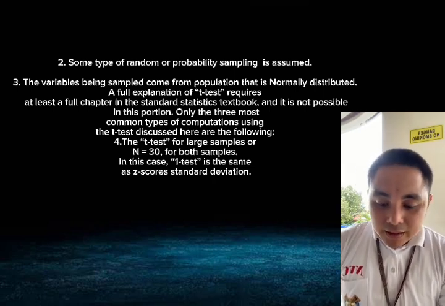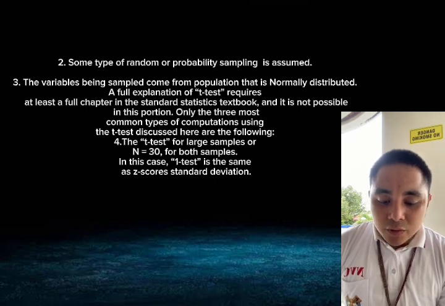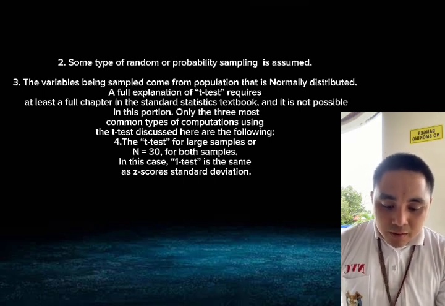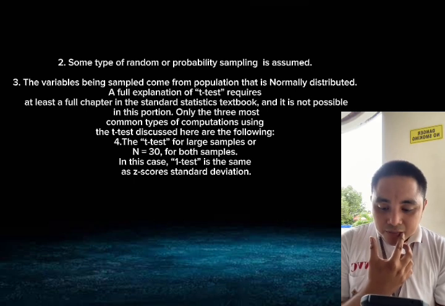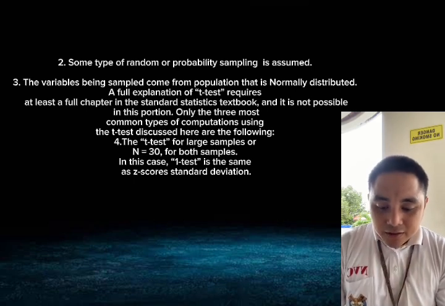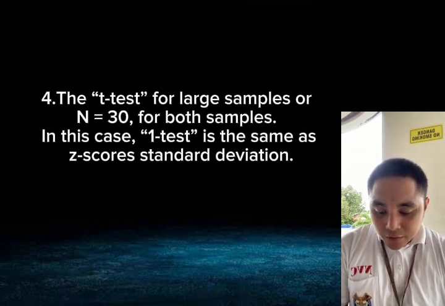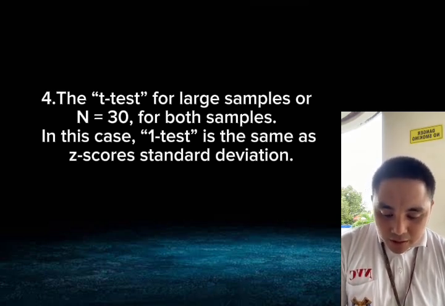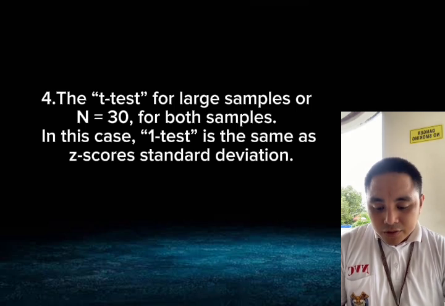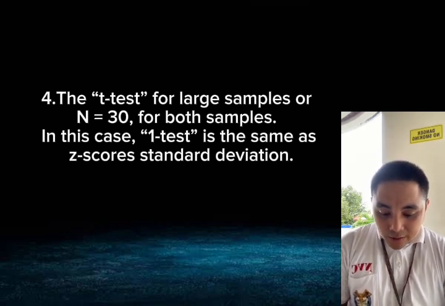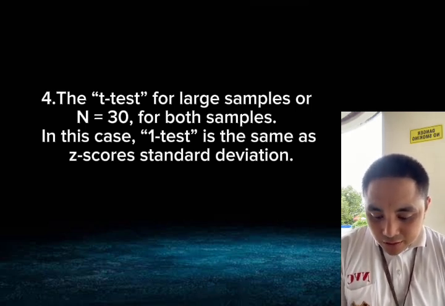Number 4: the t-test for large samples, or n equals 30 for both samples. In this case, the t-test is the same as the z-score standard deviation. Difference of mean analysis or t-test.